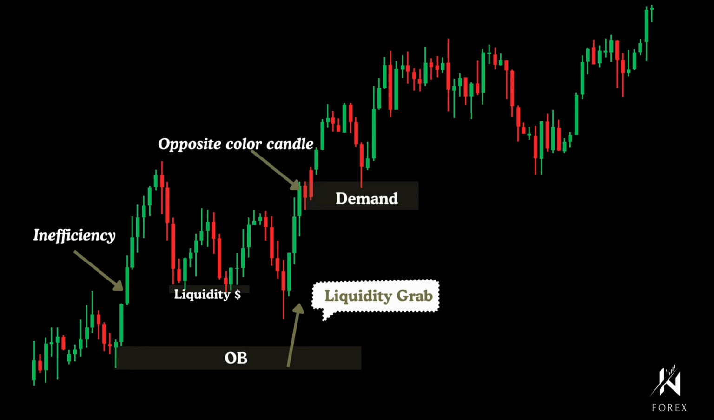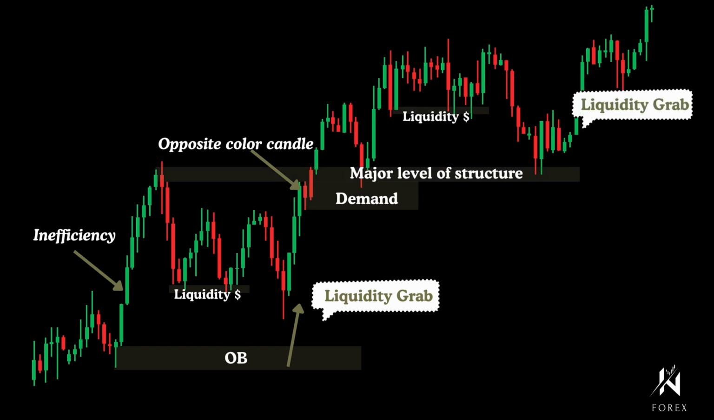Here, an opposite-colored candle formed during that move, creating inefficiency, making it a great demand area for potential trades. At the top, there was a key structural level that had recently acted as both support and resistance multiple times, once again offering a solid buying opportunity.